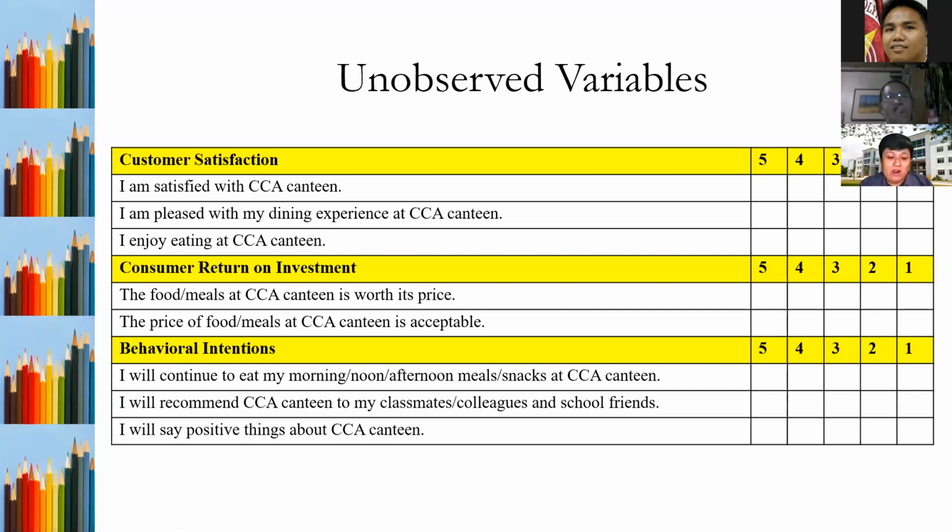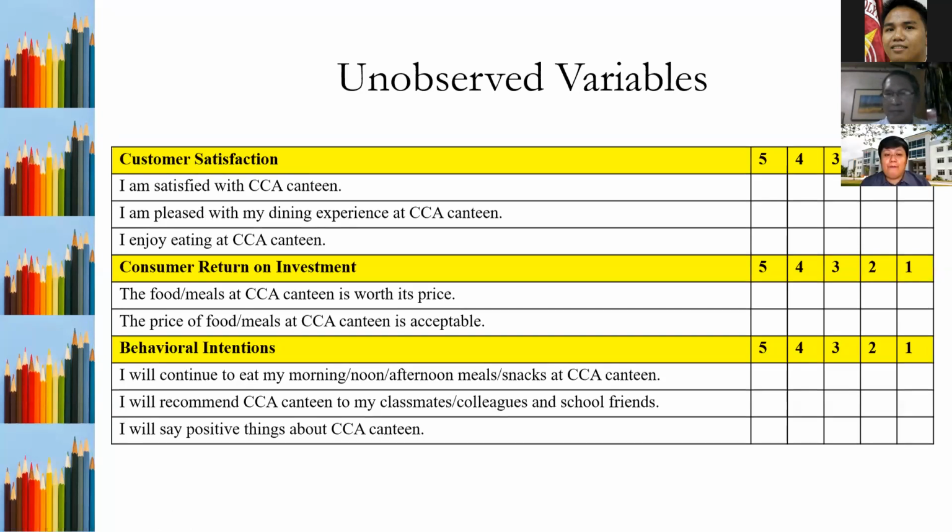So these are examples of what we call unobserved variables. As I mentioned a while ago, when we talk about unobserved variables, these are variables that we cannot directly measure. And usually, if we want to measure them, we use what we call a scale. A typical example is a Likert scale.